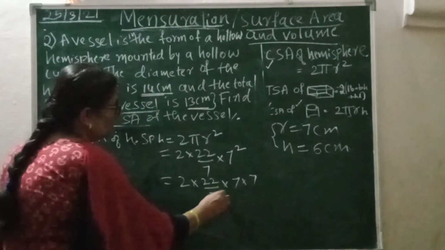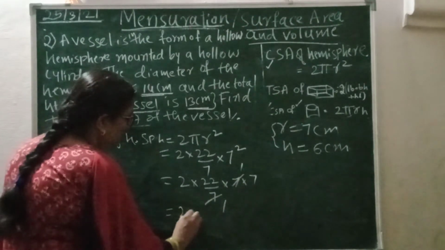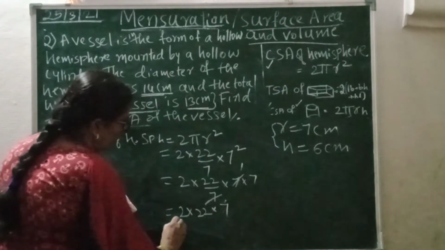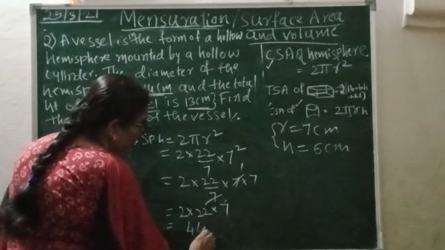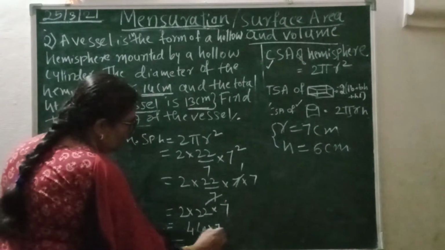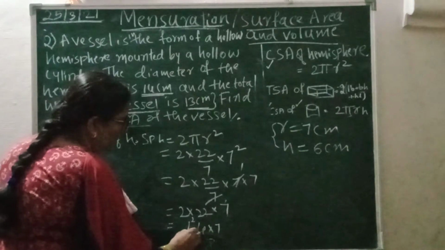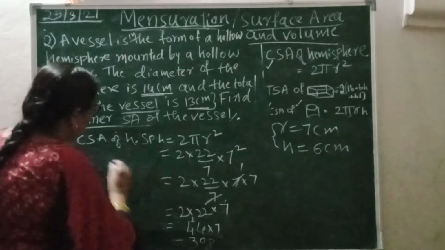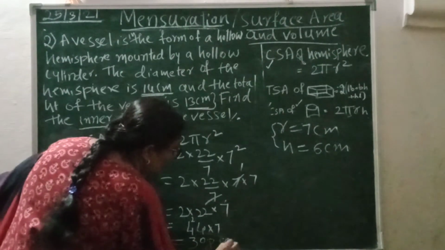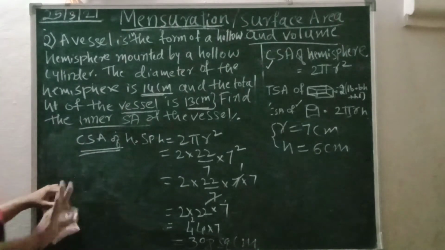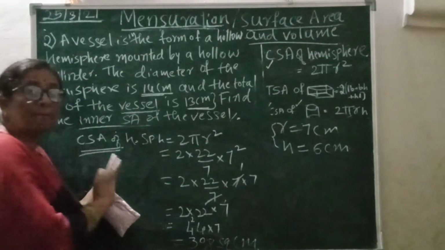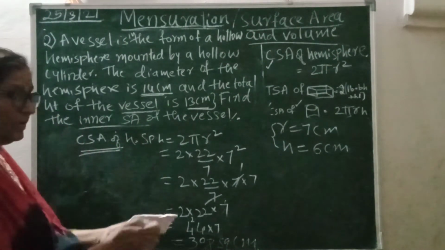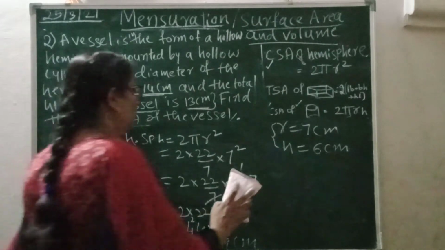Don't make a hurry. 7 ones are 7. Write as many steps as you can. One you can avoid, that is 7. 22 twos are 44, into 7. So 7 fours are 28. Carry 2. 7 fours are 28, 29, 30. 308. It is the curved surface area, in square centimeter. Yes. These are the things where you are going to get marks for each and everything. Be careful, this is a very important lesson and a very simple lesson. Now my first part is over.